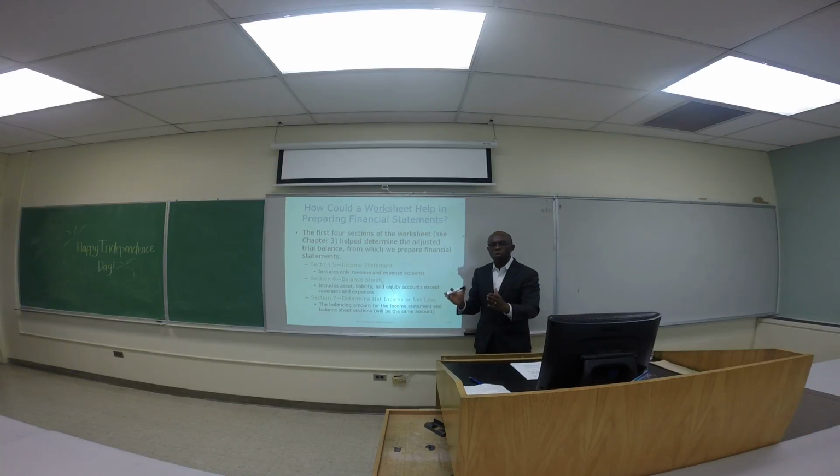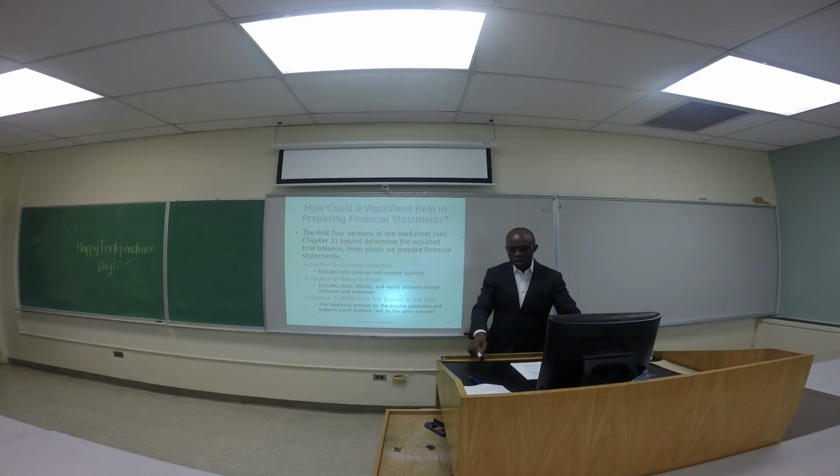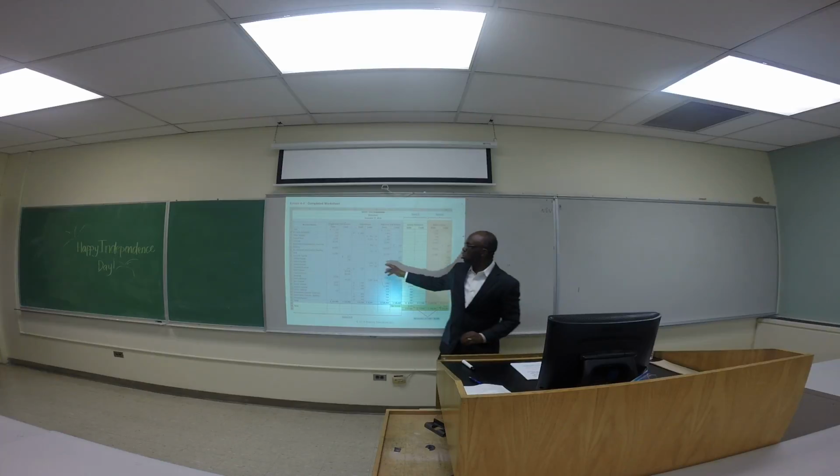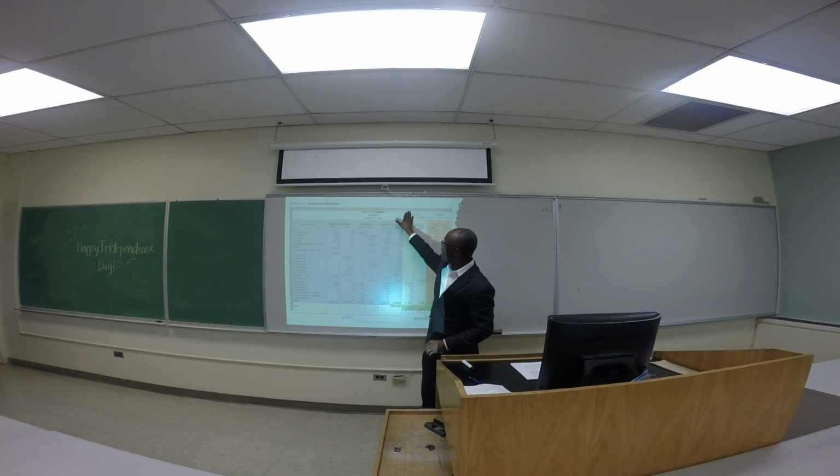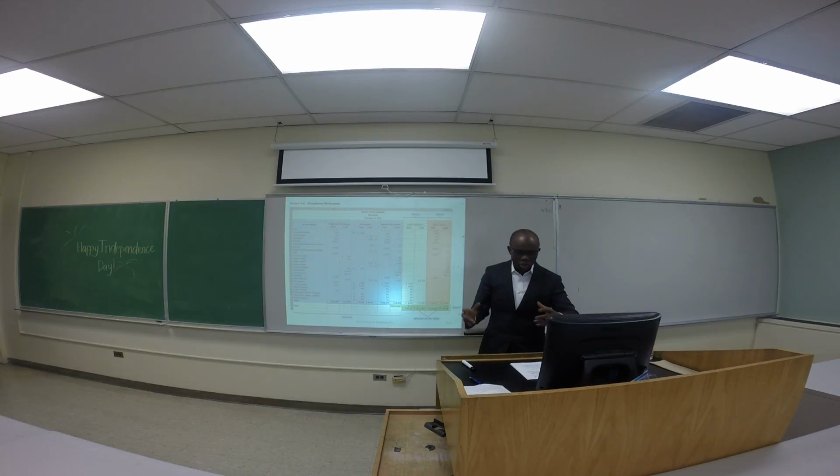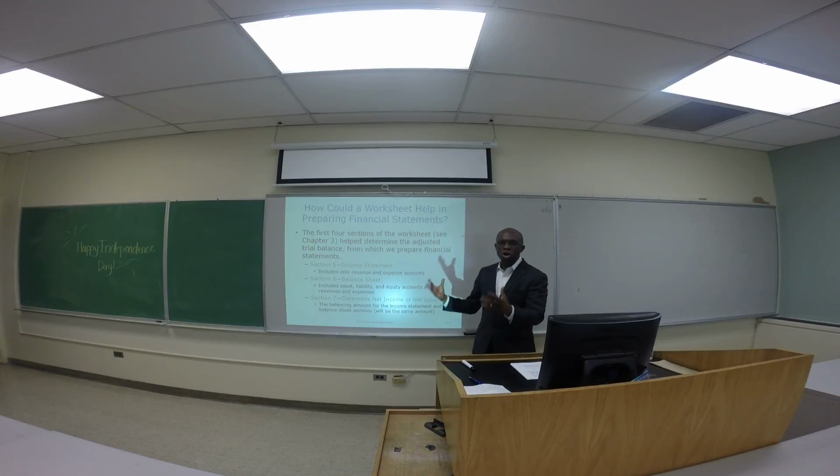The question is, what is a worksheet? It is simply a paper that consists of a bunch of columns and a bunch of rows, just like Excel. On a computer we call it a spreadsheet. On paper we call it a worksheet. So here's an example: a bunch of columns with a bunch of rows. A worksheet is simply a rough draft that we use to assemble a bunch of information so that preparing our financial statements will be a whole lot easier.